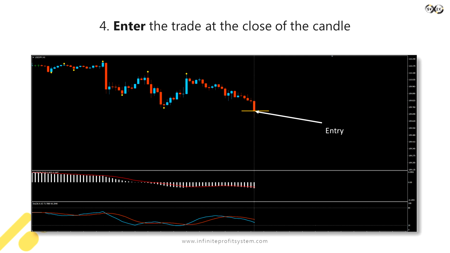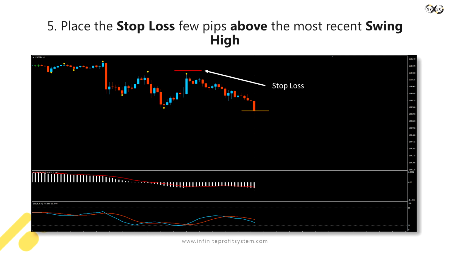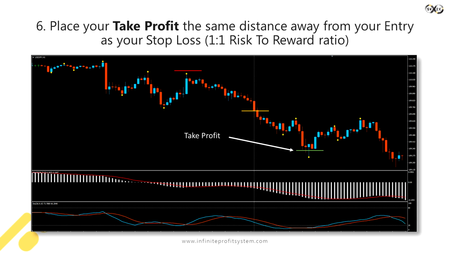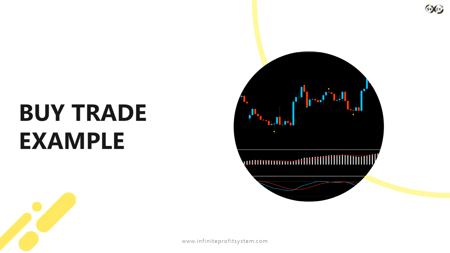4. Enter the trade at the close of the candle. 5. Place the stop loss a few pips above the most recent swing high. 6. Place your take profit the same distance away from your entry as your stop loss. That is, a 1-to-1 risk to reward ratio. Let's have a look at some buy trade examples now.